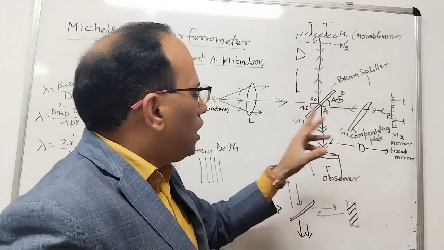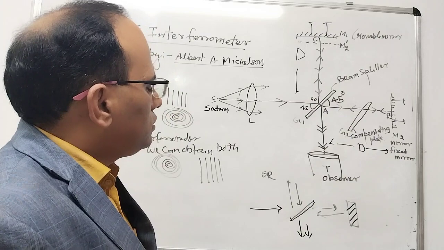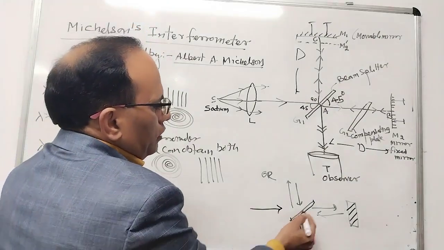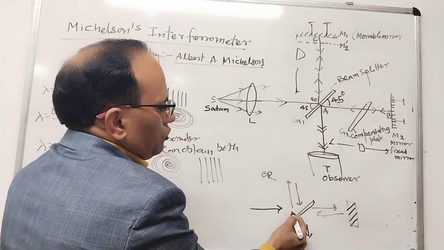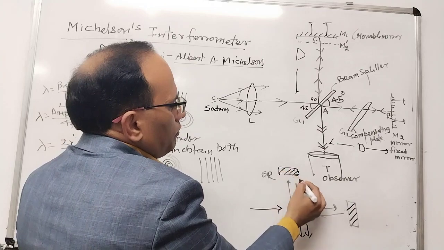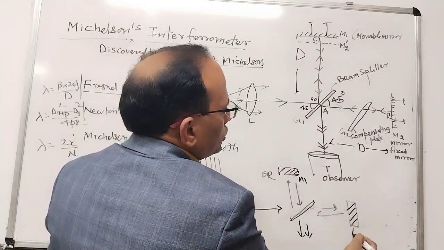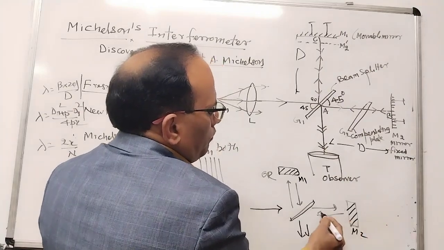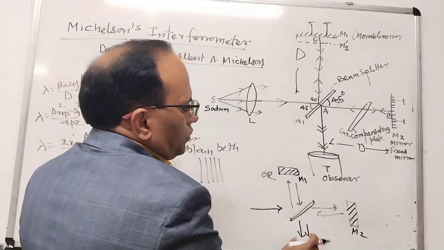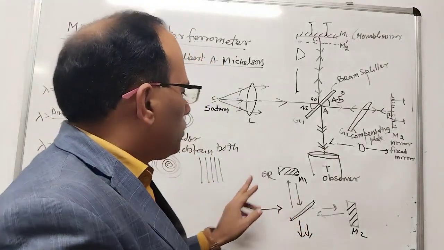Now this can be simplified in this manner. Rays are coming from this side, from this plate, rays go towards this mirror M1, and towards mirror M2, and coming back from M2, together they come to the telescope. So we will observe the fringe pattern through that instrument.